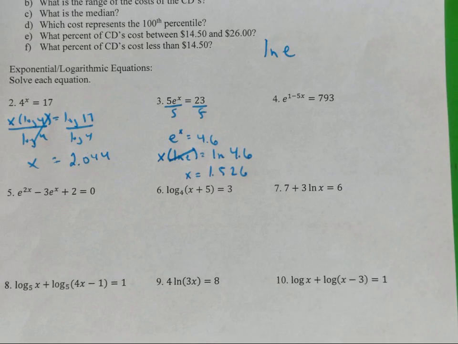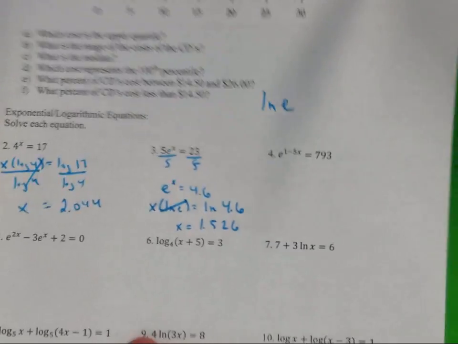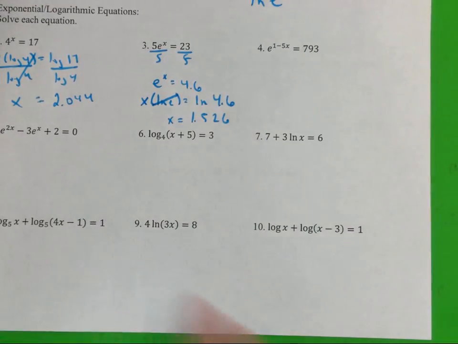Alright, let's look at number 4. First of all, determine what type of problem. Is this exponential or logarithmic? Exponential, because you have a variable in the exponent spot. So, what do I do with that 1 minus 5x? I'll do what? Bring it down. And what rule allows me to do that? The power rule. The power rule allows me to bring it down.